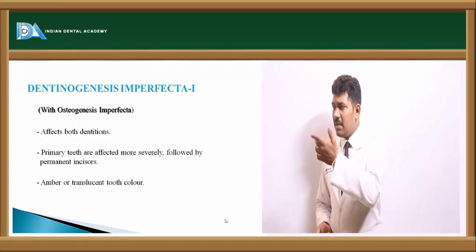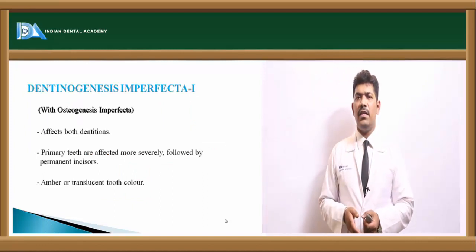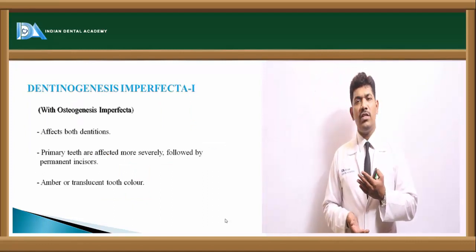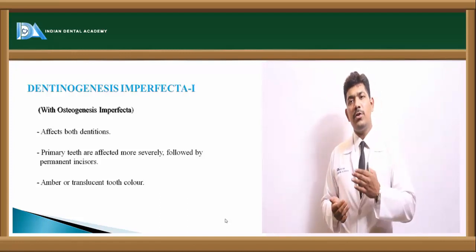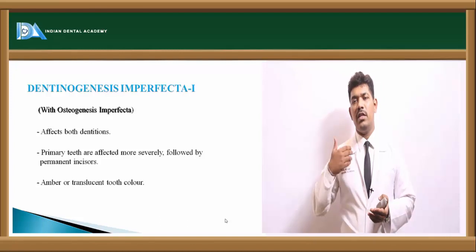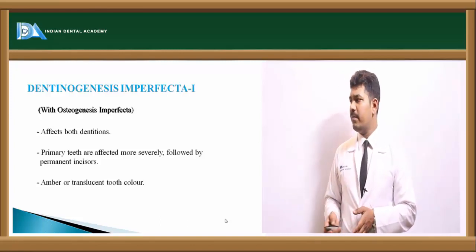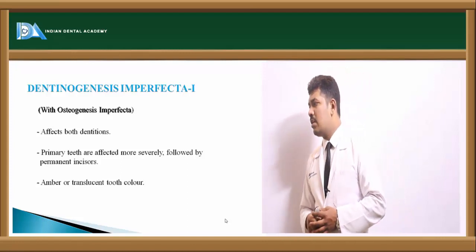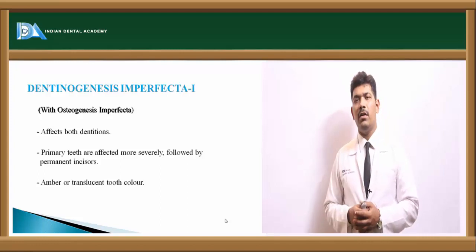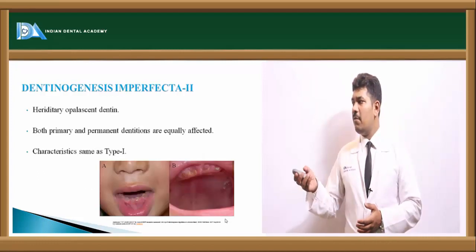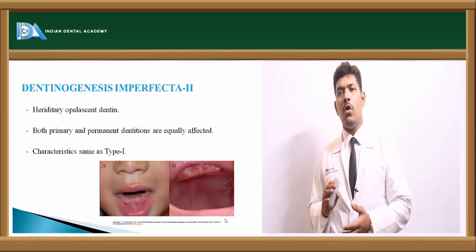Now similarly, we have something called dentinogenesis imperfecta. This can be subclassified into three types: dentinogenesis imperfecta 1, 2 and 3. Type 1 is associated with osteogenesis imperfecta, so there are generalized bony defects along with dentinogenesis imperfecta. It affects both the dentitions. What we see over here is an amber or translucent color of the tooth. Similarly, the same structure is seen in dentinogenesis imperfecta 2 also.